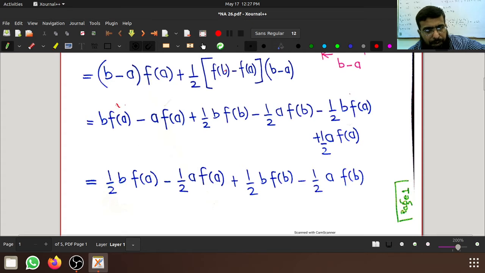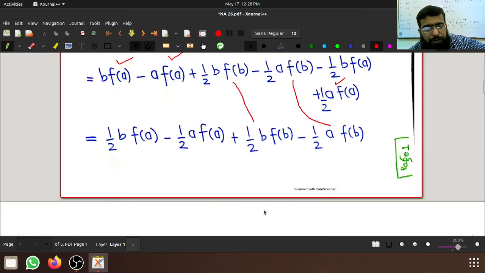This b times f of a, we have one other b times f of a, this one. So this is b times f of a minus 1/2 times b times f of a. This is 1 b f of a minus half b f of a, so this is half b f of a. Similarly, we have this minus a f of a plus half a f of a, so this is minus half a f of a. Plus we have this written as such, this written as such.